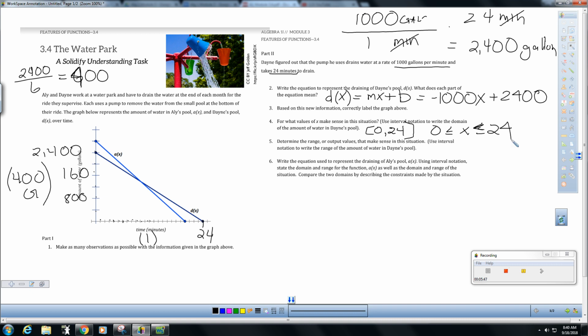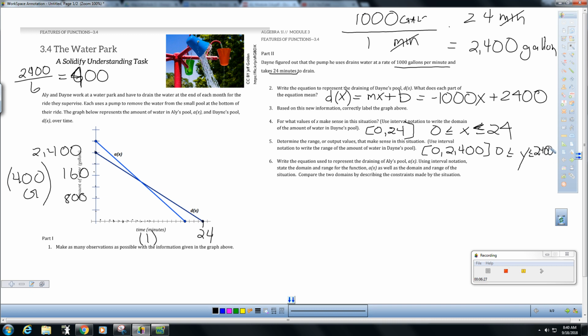Determine the range or output values that make sense for this situation. Use interval notation. So, y goes from, we still go from lowest to highest, so we're not going to say from 2400 to 0, it goes from 0 to 2400. I would also accept y is greater than or equal to 0 and less than or equal to 2400.